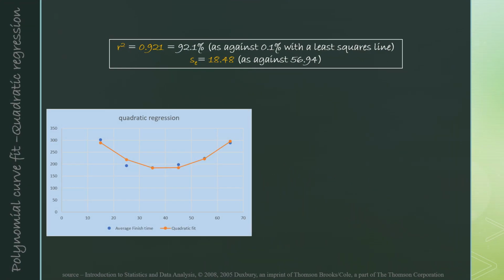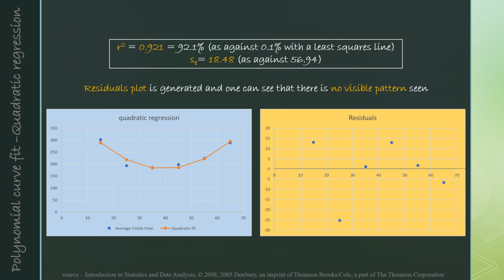R square is calculated and it equals 0.921, which is 92.1% as against just the mere 0.1% with the least squares line. And SE equals 18.48 as against 56.94 with the least squares line. Residual plot is generated and one can see that there is no visible pattern seen. Let's now move on with an example to understand the cubic regression fit.